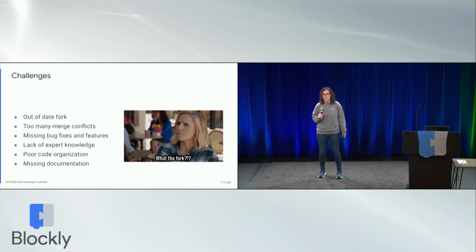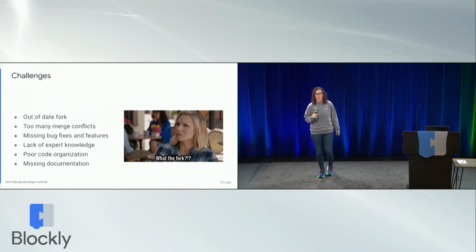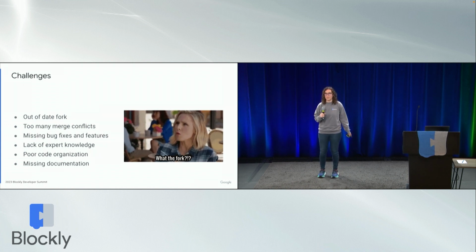One of the reasons is because when they forked, they renamed a bunch of stuff and put things in different directories and improved the organization of the code, which is great, except that then whenever you want to do updates, you have a lot of merge conflicts, and it just never happened. So the fork was really out of date.